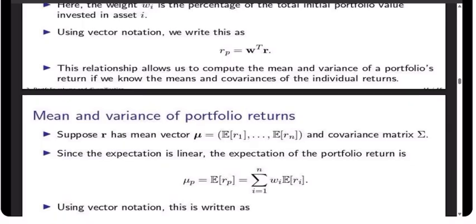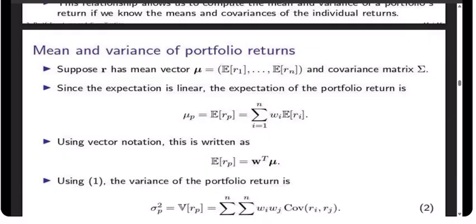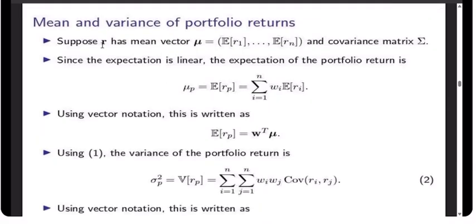Now, take a look at this. If R is a vector that gives us the return from each investment, then we're going to have a mean. The mean is also going to be a vector. This is like the mean for asset one, the mean for asset two, and so on.